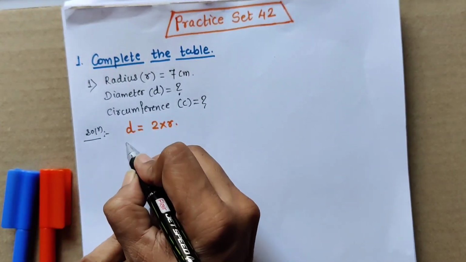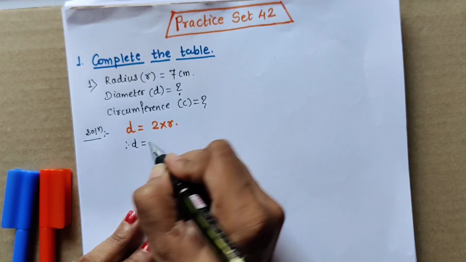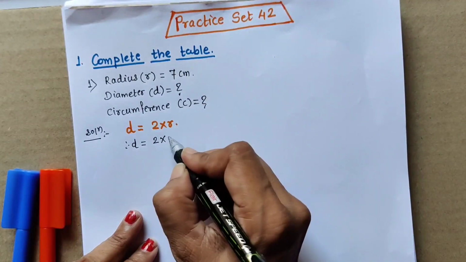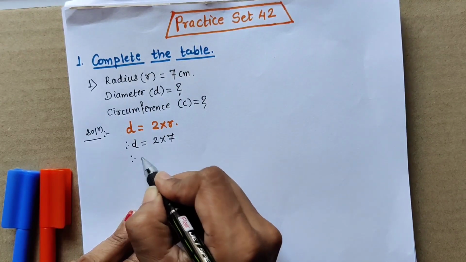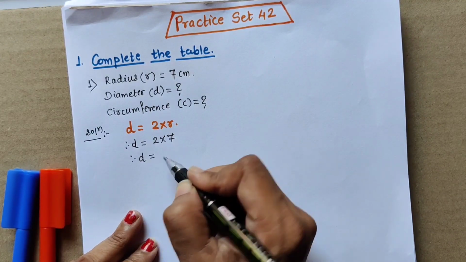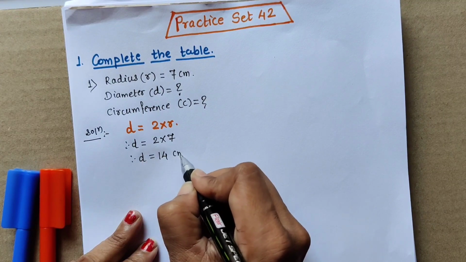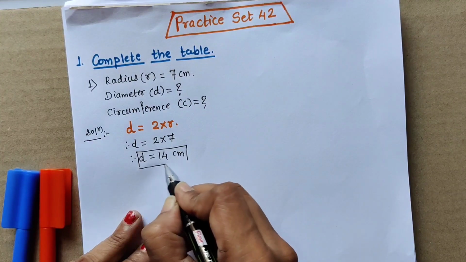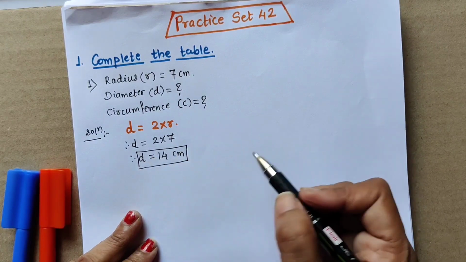So now let us find out the value of diameter. Diameter is equal to 2 into radius, and the radius is 7. So 2 into 7, d is equal to 2 sevens are 14 centimeter. In this way we have got the d value. Now after getting the d value, we have to find out the value for circumference.